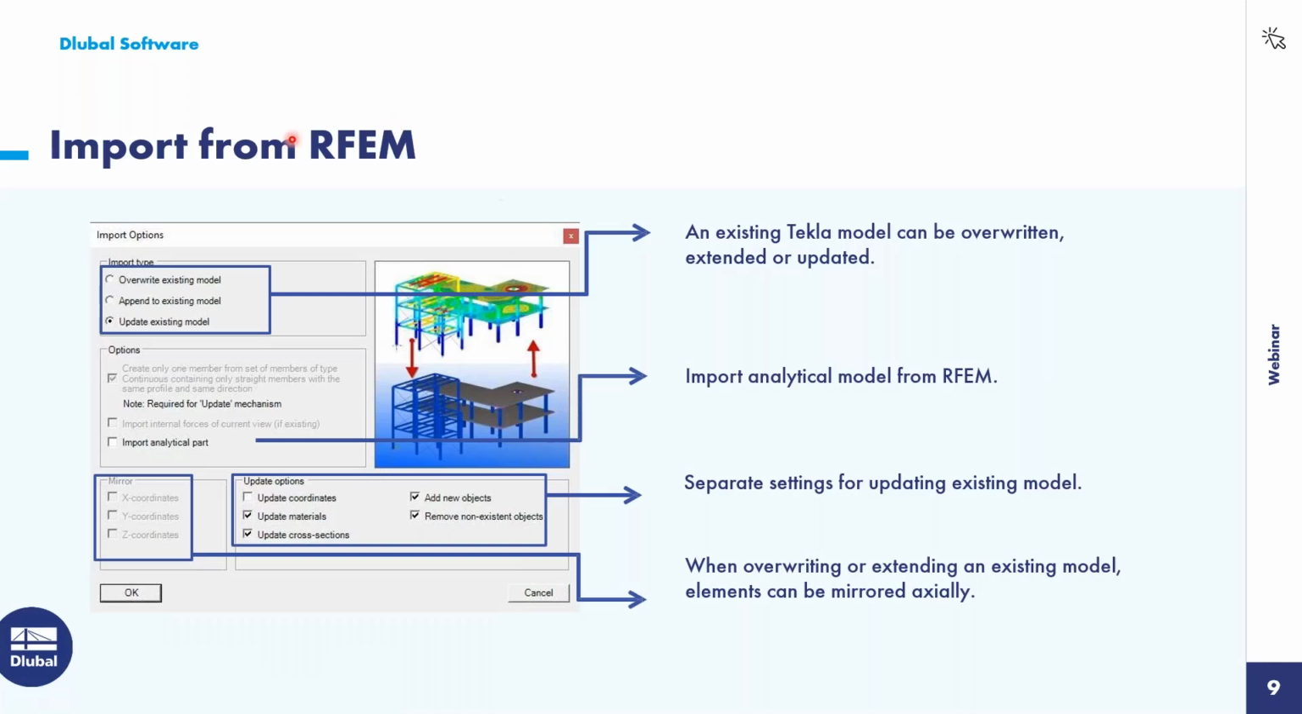Then we have our import options. Here we have a couple of import types. This is when you're going from RFEM to Tekla. So you can overwrite an existing model, you can append an existing model, or update an existing model.